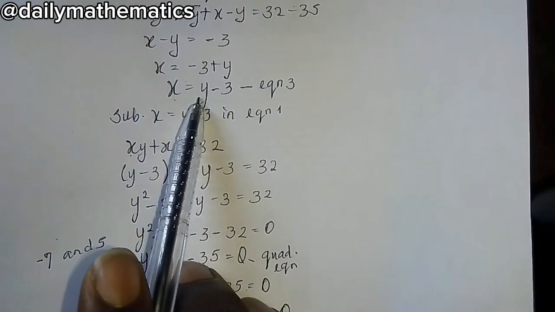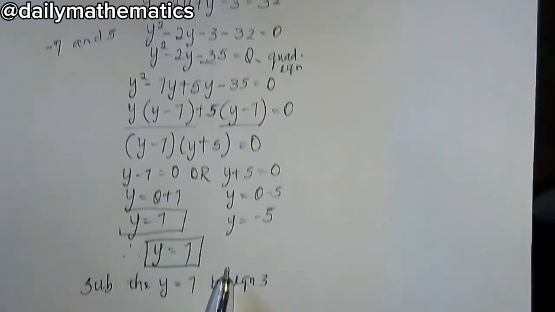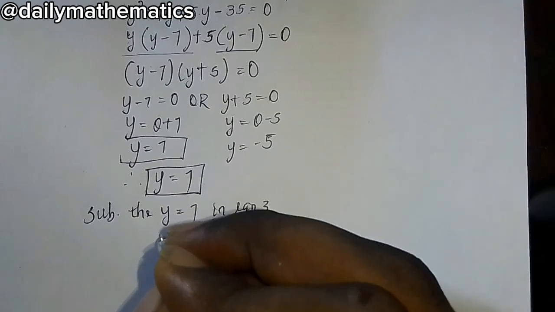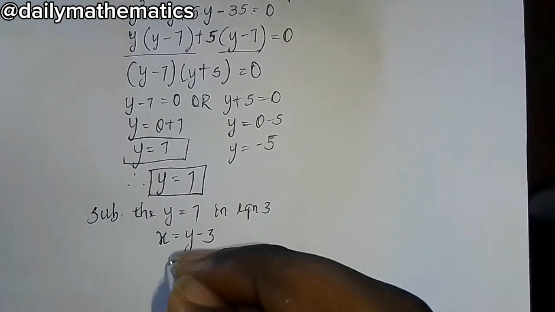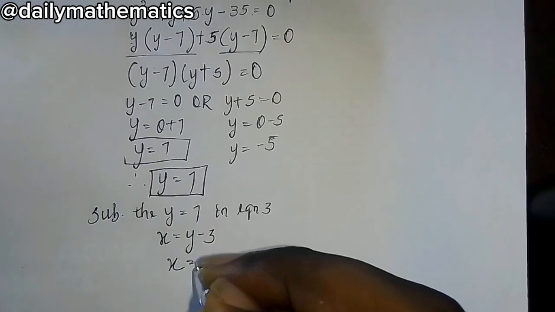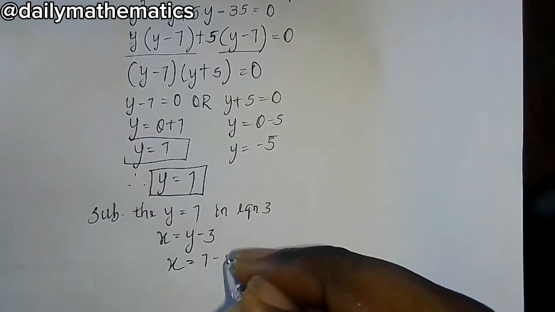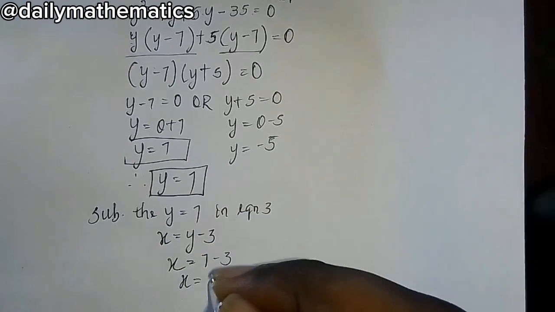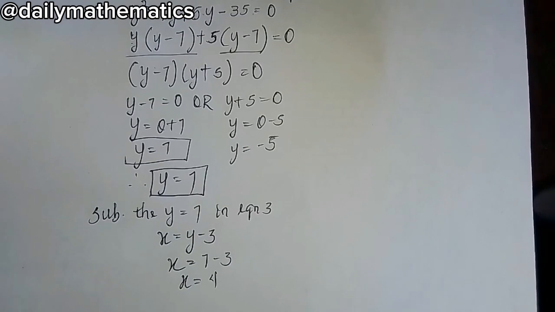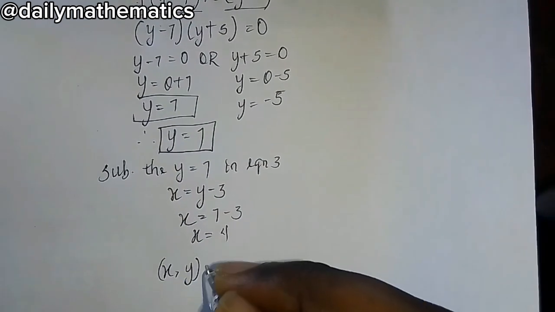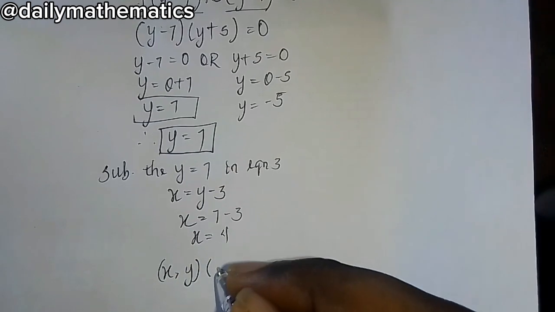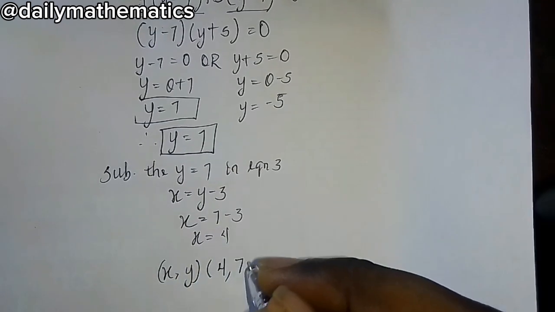So x equals y minus 3. This was equation 3. So we'll substitute y into it. Let's write it down. x equals y minus 3. Then x equals, the value of y is 7, 7 minus 3. Then x equals 4. Right? What's it trying to tell us? It's trying to tell us that x is 4 and y is 7.